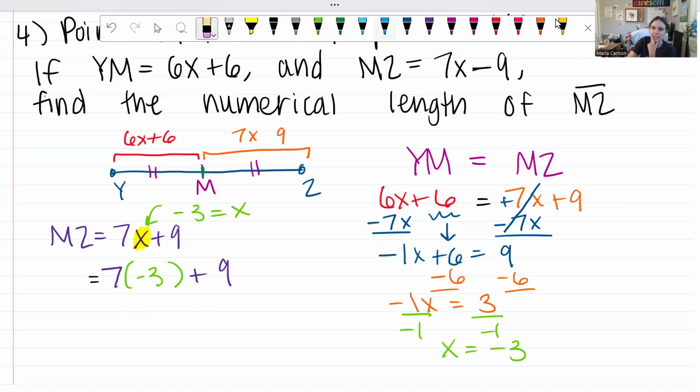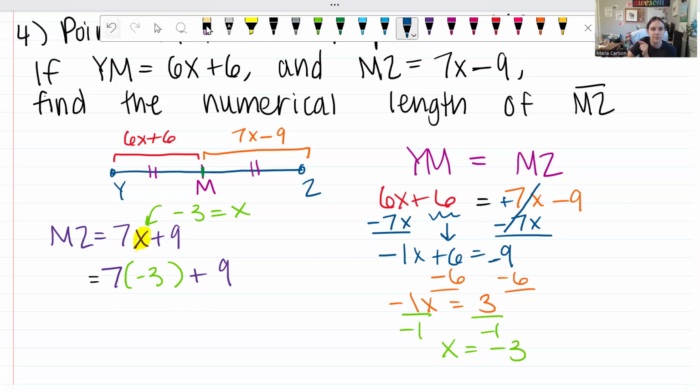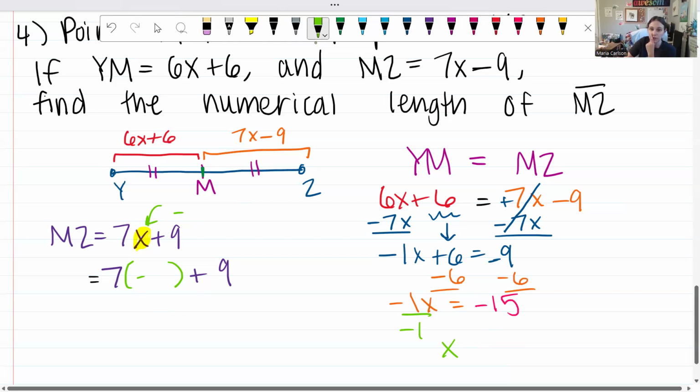Let's see what happens when I make that change. So 7x minus 9, and then this would be a negative 9 here. So negative 9 minus 6 is a negative 15. So x is negative 15, which we would divide by negative 1 on both sides to get positive 15 as our x value. So x here has to be 15.